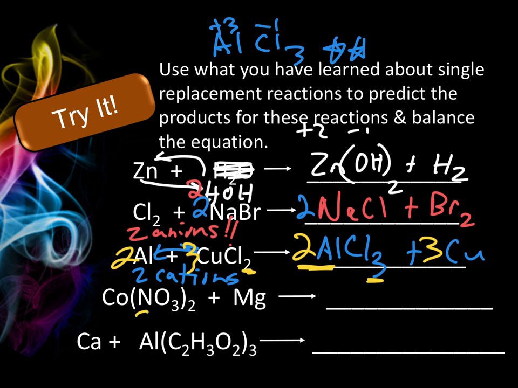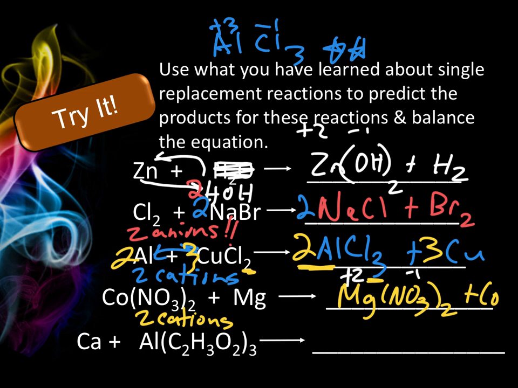Oh, I got 2 cations. That means that's what I have to switch. Magnesium's going to go with nitrate. Now notice, I'm doing that just because I know that magnesium has a +2. And then cobalt by itself. I think that one's balanced. I got 2 nitrates, 2 nitrates, 1 cobalt, 1 cobalt, 1 magnesium. I'm good to go.